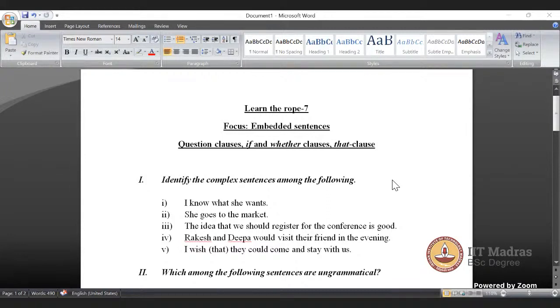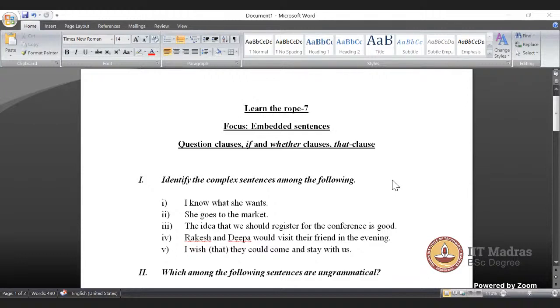And is that a simple object? Is this like a one word object, like I know her, or I know him? No, right? This is complex in nature in the sense that it's a phrase, so it's a clause in itself. In this particular sentence, this is a clause: I know what she wants.